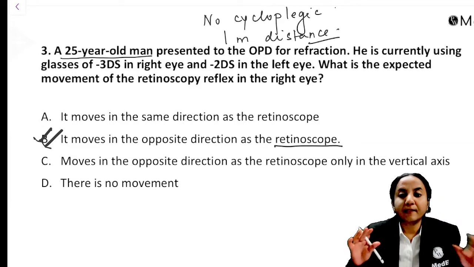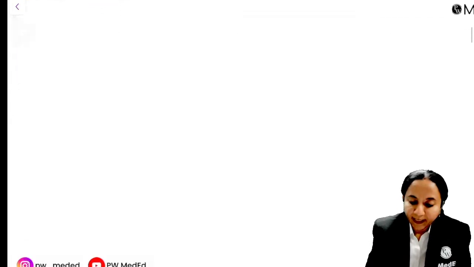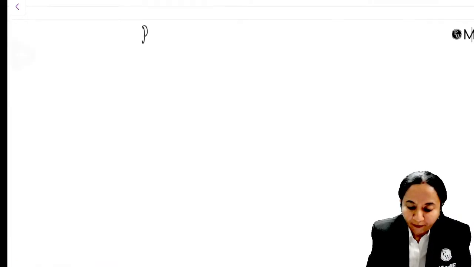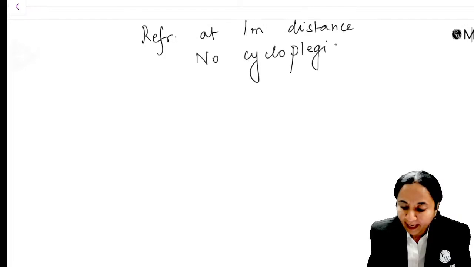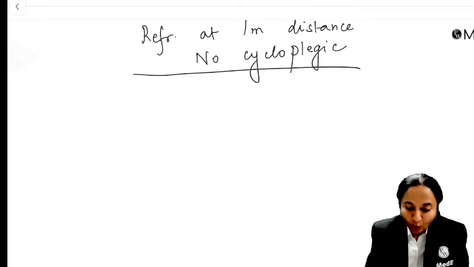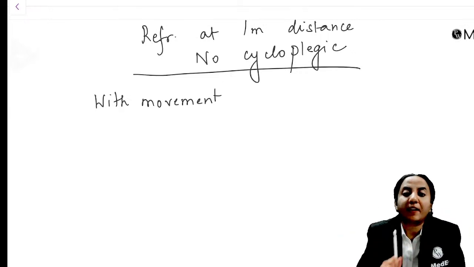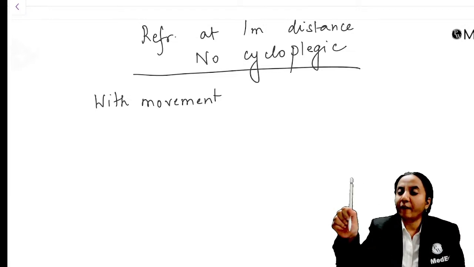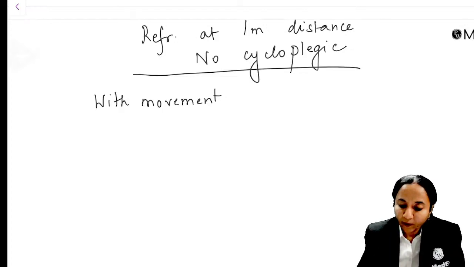Okay, now there is a small table that you have to memorize for these questions. So what is it? The table is that when you do a refraction at 1 meter distance, which is our standard distance, and you have not instilled any cycloplegic, then if you get a with movement, what do you mean by with movement? With movement means that the reflex moves in the same direction as the retinoscope. When I do a retinoscopy, if I move my retinoscope like this, the reflex will also move like this. That is with movement.